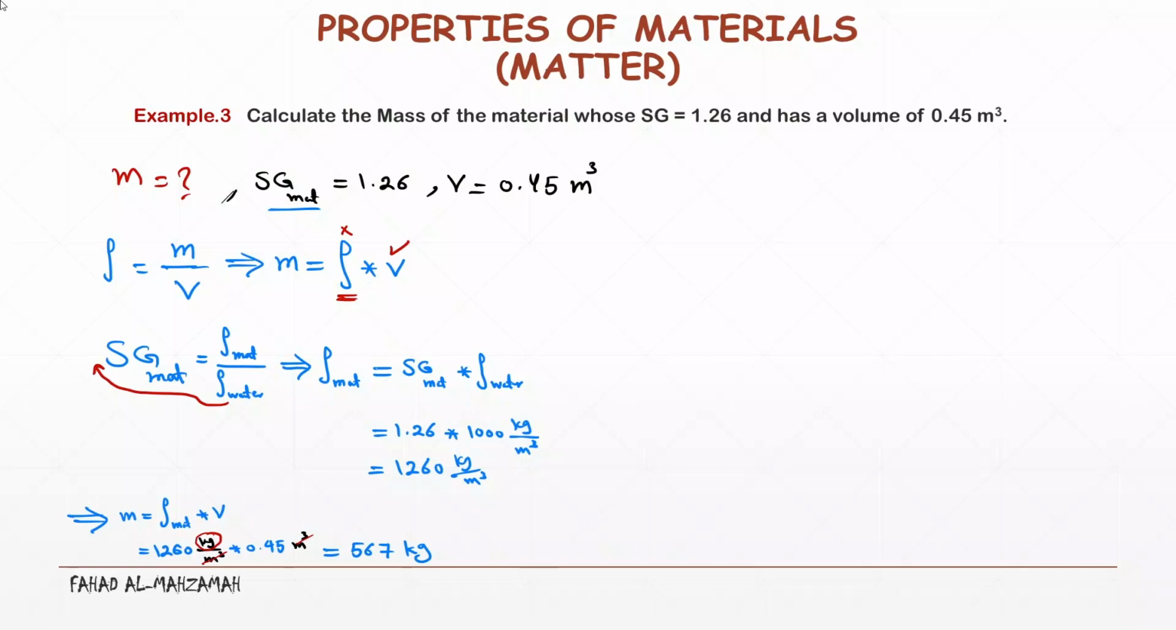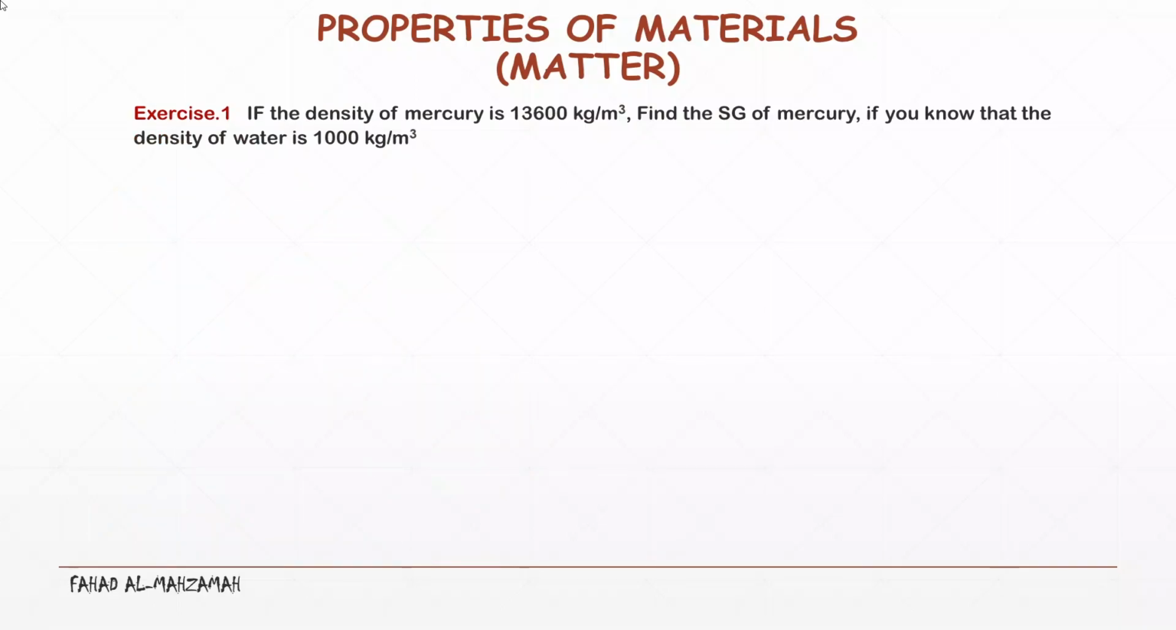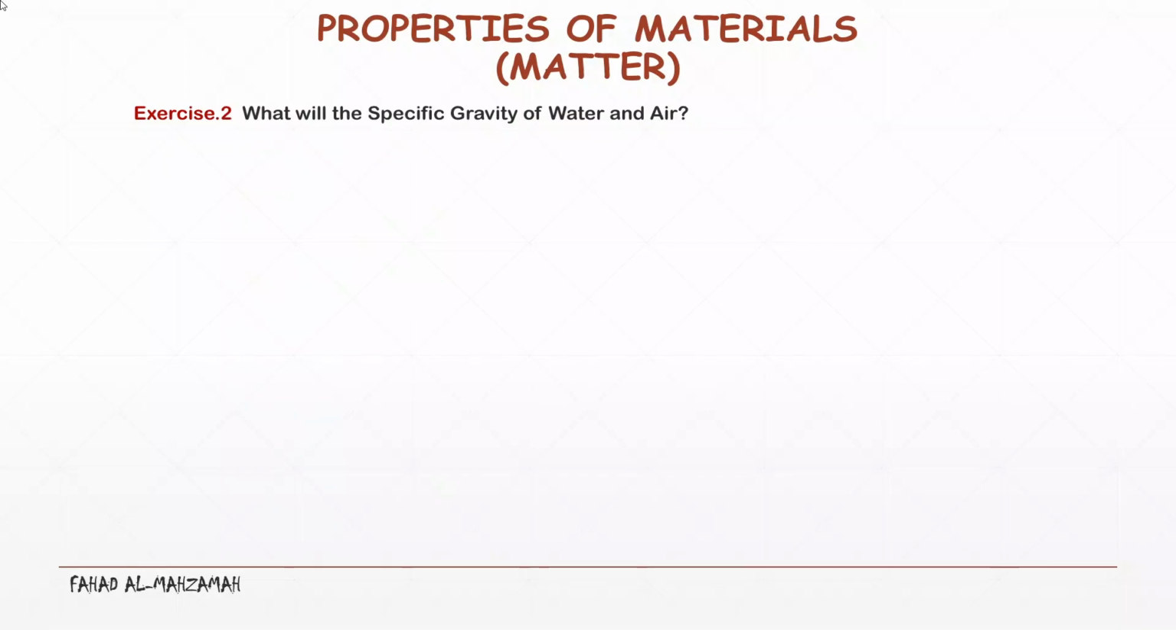Okay, so these are examples. Try to answer the following exercises. Exercise 1, if the density of mercury, and exercise 2, what will be the specific gravity of water and air. Okay, and exercise 3, what is the weight of water inside a container with volume of 4.3. And these properties of matter, we are going to use a lot in the next lecture.